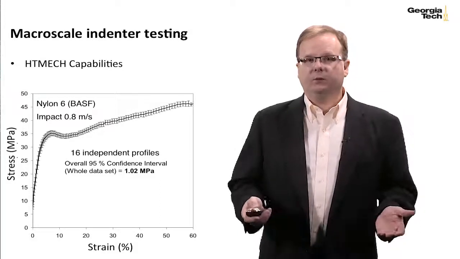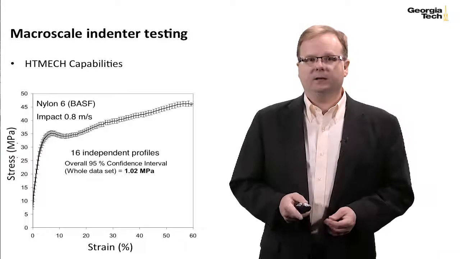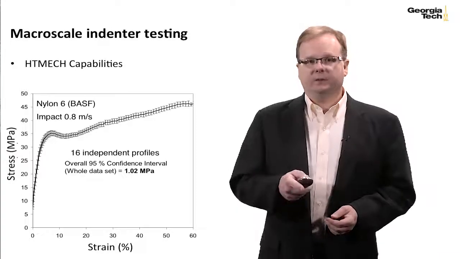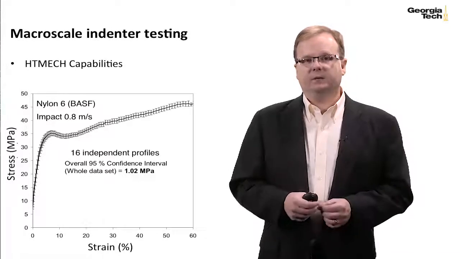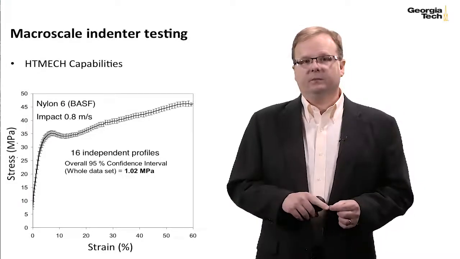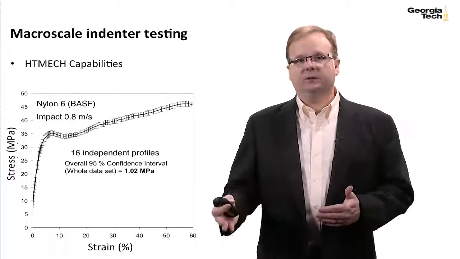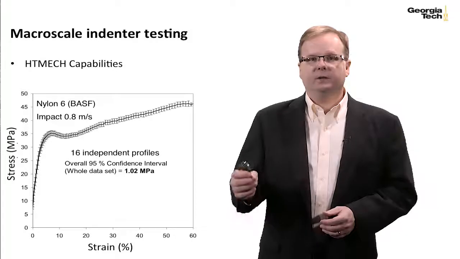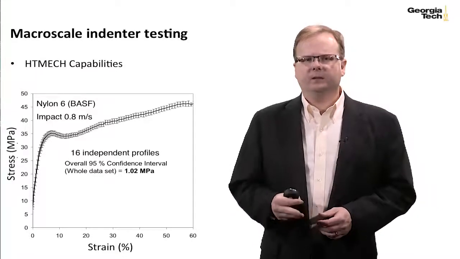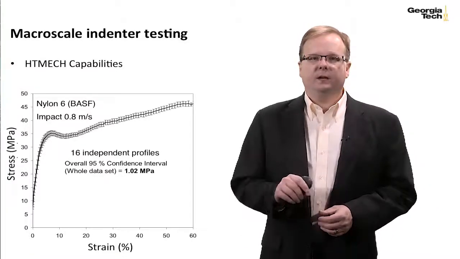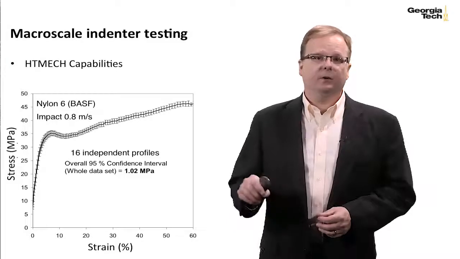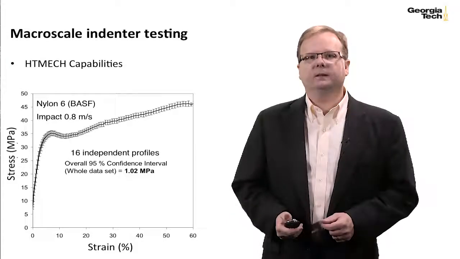This is exactly what we would expect from a nylon. You see a yielding behavior, which is the first little maximum, and then you see a strain crystallization, which means the stress increases as you continue to strain it. And finally, the material breaks at around 60% strain. But the error bars here give you an idea of the point-to-point repeatability, which is quite good.